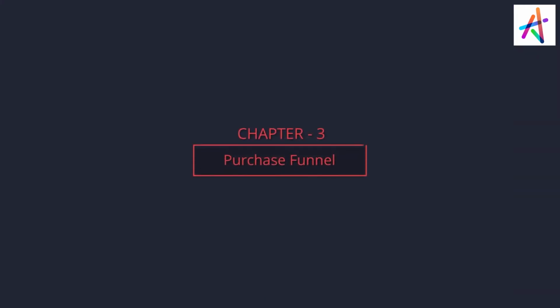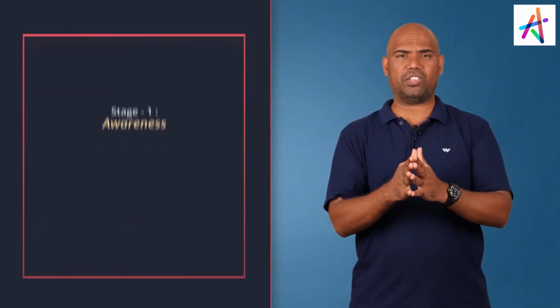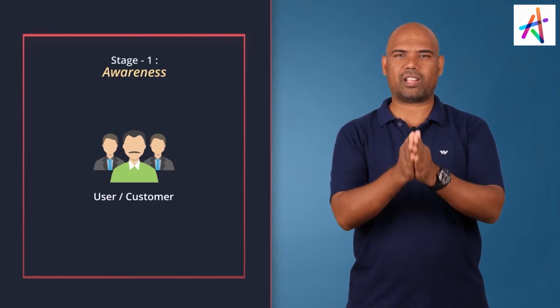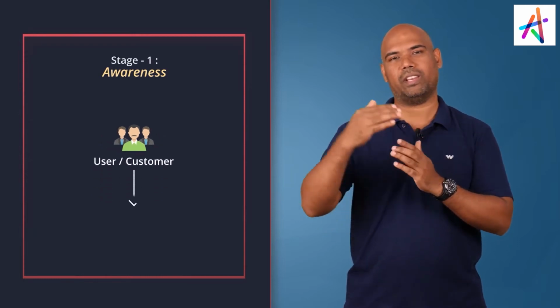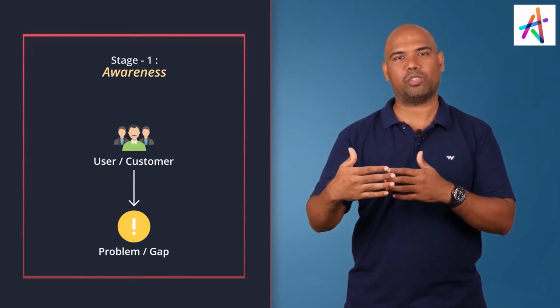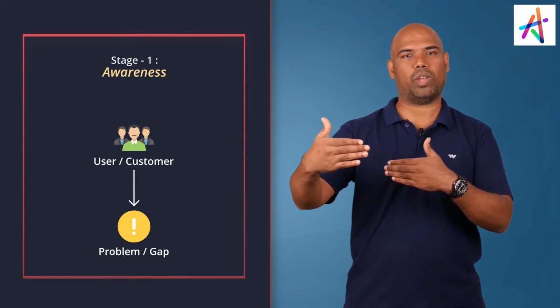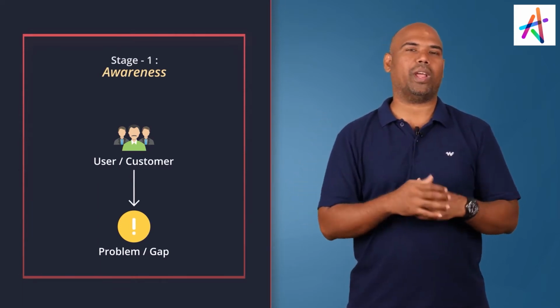All right, welcome back to section number three. In this session, we are going to talk all about the purchase funnel. Anybody that purchases anything online in today's world goes through this cycle, this funnel we call the purchase funnel. Right at the top of the funnel is the awareness stage. In this stage, the user, or the prospective customer, is going to discover that there is a problem, there is a gap in terms of where she is and where she wants to be. What does she want? That's the awareness stage.